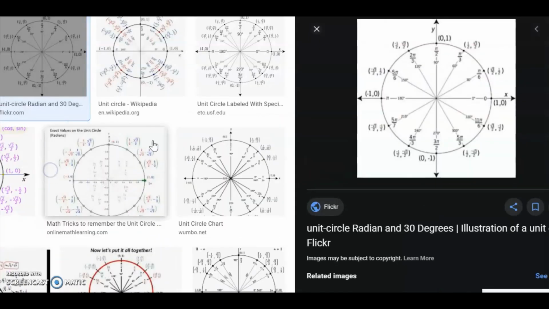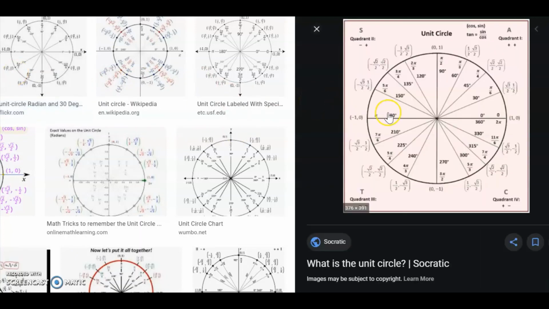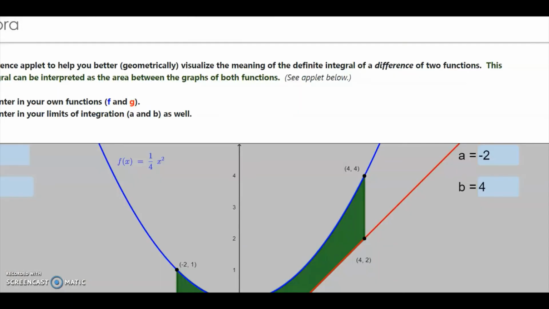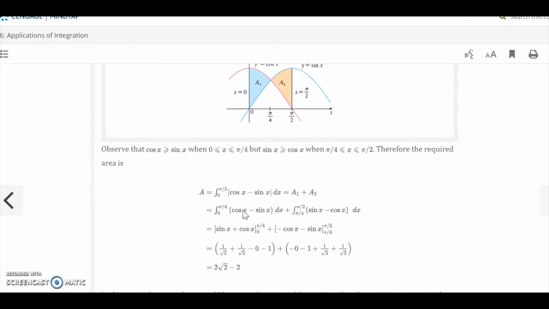And when you pull up the unit circle, we can see, well, this one's a little easier to read. Okay, yeah. So when we're at 45 degrees, or pi over 4, sine and cosine are equal to each other. So when we equate the two, we get x equals pi over 4. And we're looking from 0 to pi over 2. So they did a quick sketch.